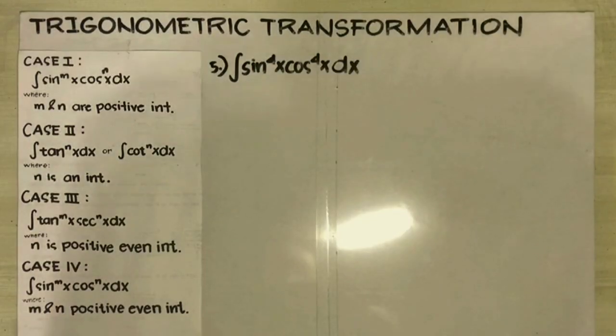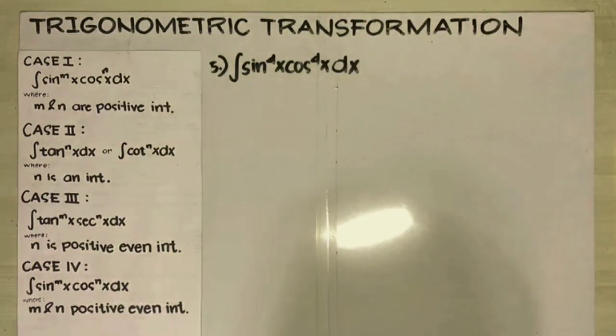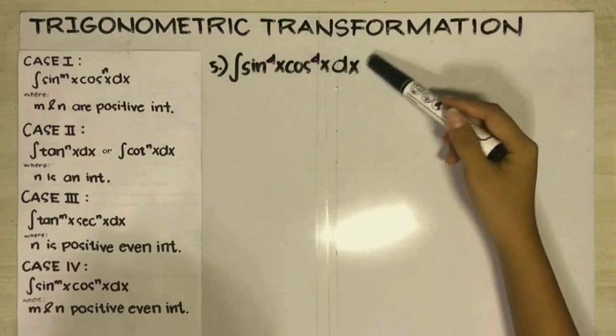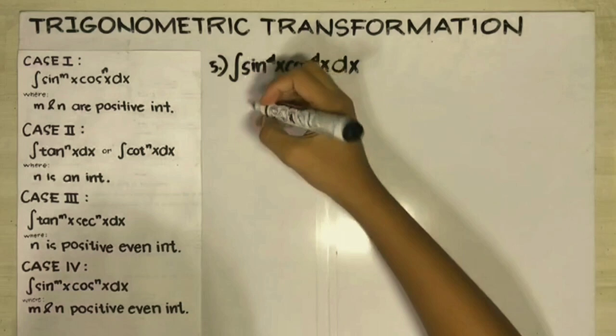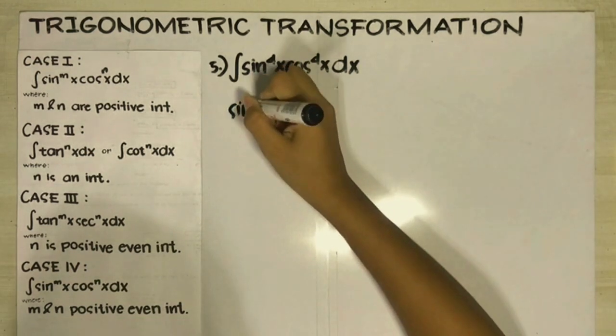And for our last example for trigonometric transformation, we have the integral of sine to the fourth power x times cosine fourth power x dx. We can observe that this is a case 4, where m and n are positive even integers. So we will use the power reducing formula.